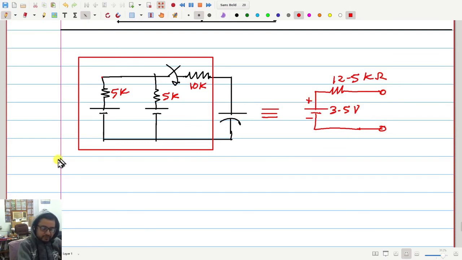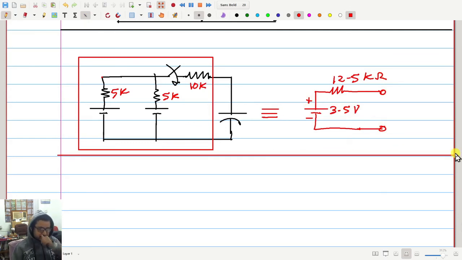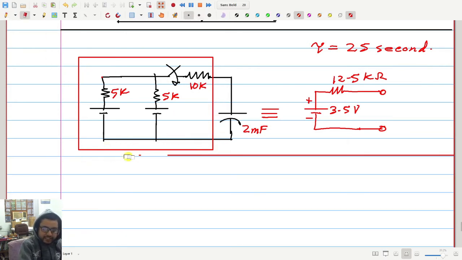This is solvable. How much will be the time constant if this is 2 millifarad? 12.5 multiplied by 2, which is 25 seconds. Okay. Also let me ask, what is the initial value of the voltage across the capacitor? 0.